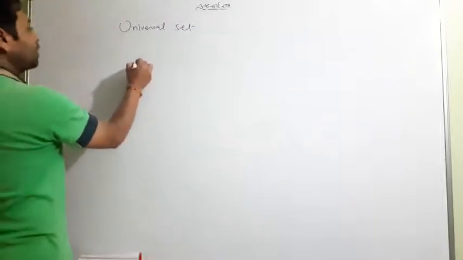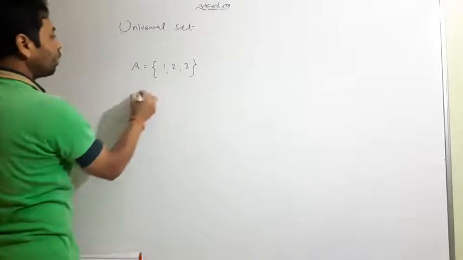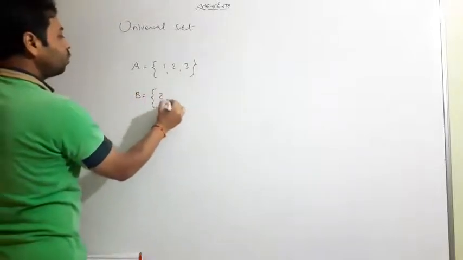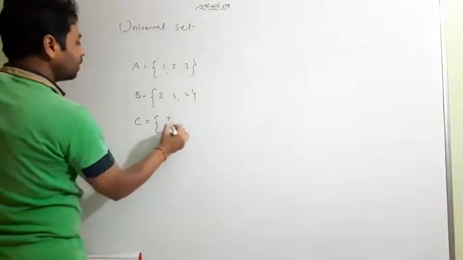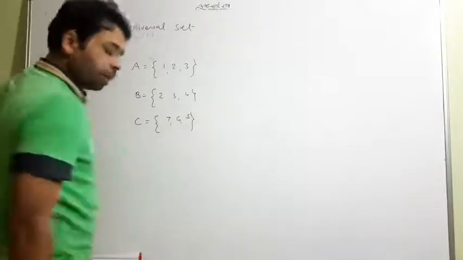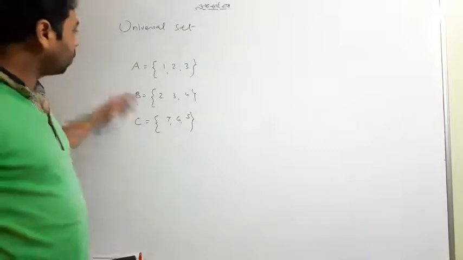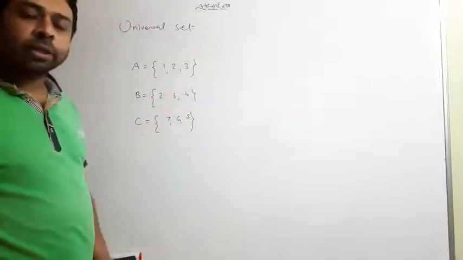I tell you one more. Like I speak something: 1, 2, 3. I speak something: 2, 3, 4. And I write something: 7, 6, 5. And I now simply say to you that these are 3 sets. Try to create one such set which can contain all the elements.